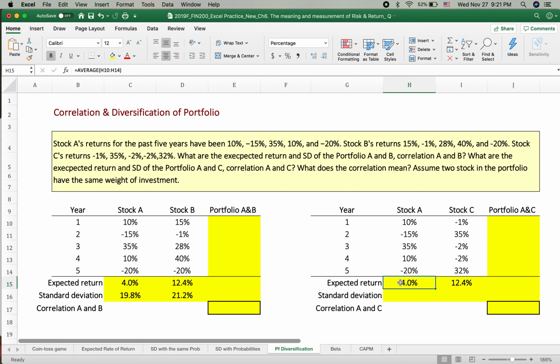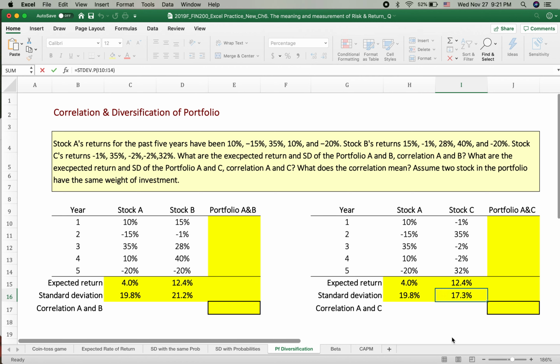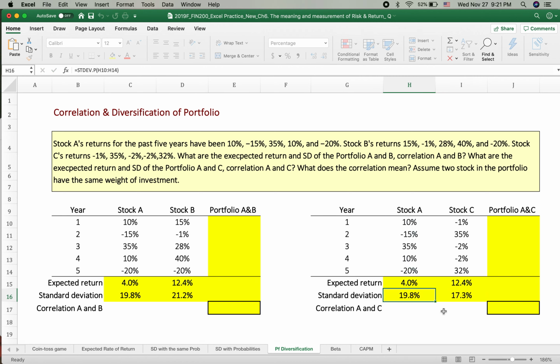What about this? For stock A, I also want to use that function, the standard deviation population, for stock A and C. As you can see, it's very similar, right? 4%, 12.4%, 4%, 12.4%, and a little bit lower, but still a very high standard deviation, around 20%.